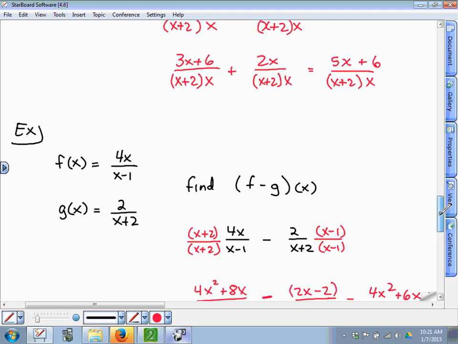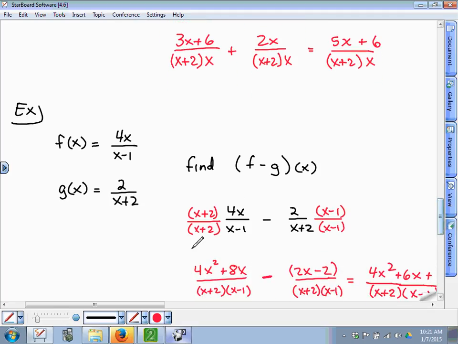Okay. Next step, I keep the denominator in parentheses, but distributed in the numerator, you get 4x squared plus 8x out of this numerator. This numerator turned into 2x minus 2.